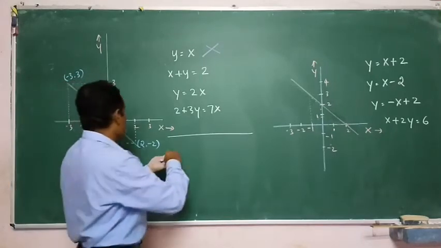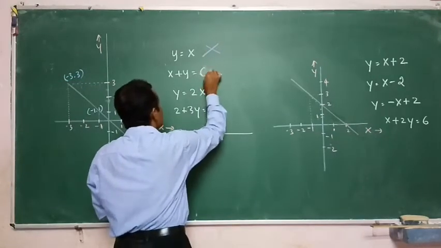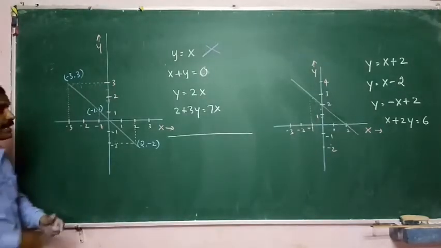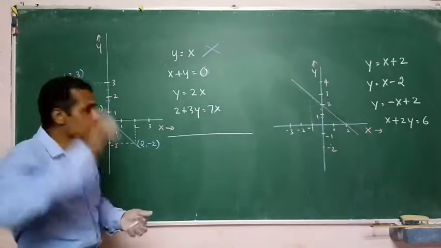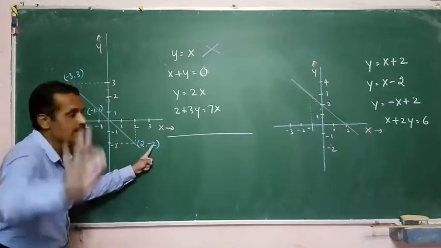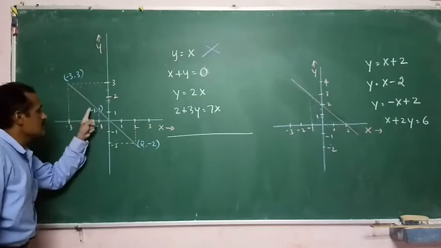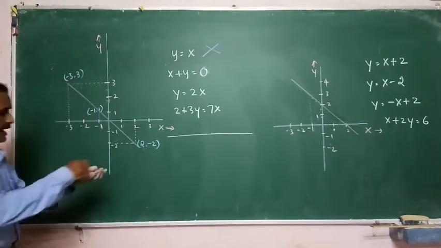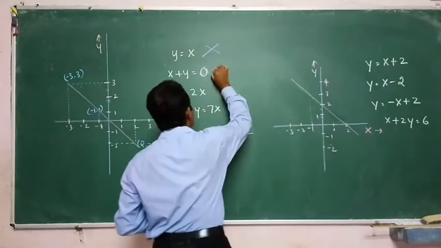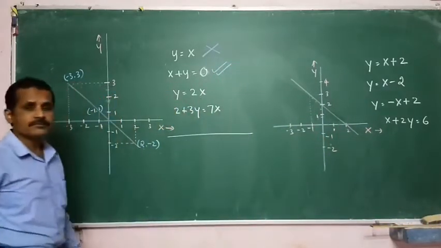Sorry, x plus y is not equal to 2, it is equal to 0. X plus y is equal to 0. Second option: if you add both, the answer must be 0. Plus 2 minus 2, answer is 0. Minus 1 plus 1, answer is 0. Minus 3 plus 3, answer is 0. That means the second option is the correct answer.